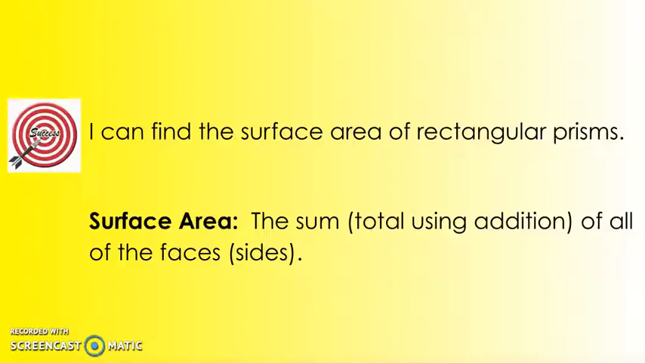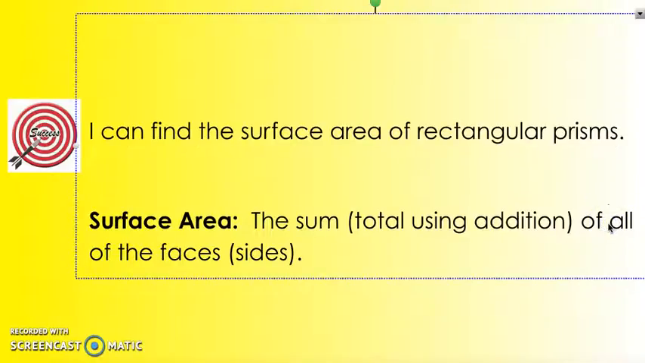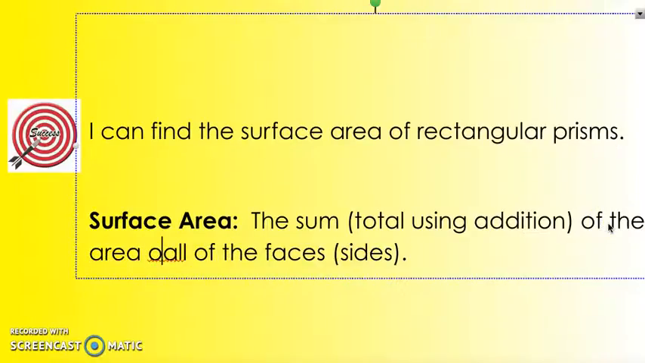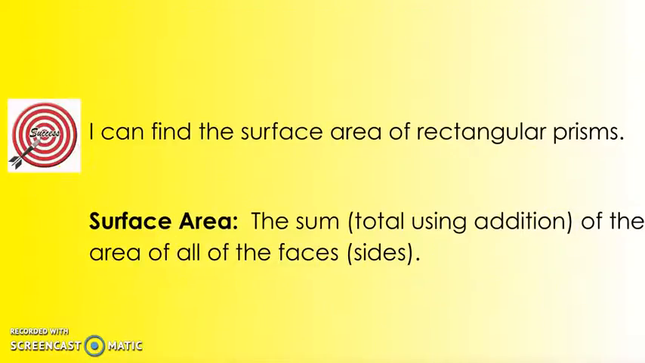Surface area is the sum or the total, using addition, of all the faces of a three-dimensional figure. What we're doing with those faces is finding the sum of the area of all of the faces. We're going to be calculating the area of all the sides of a three-dimensional figure and then adding them all together and getting a sum.